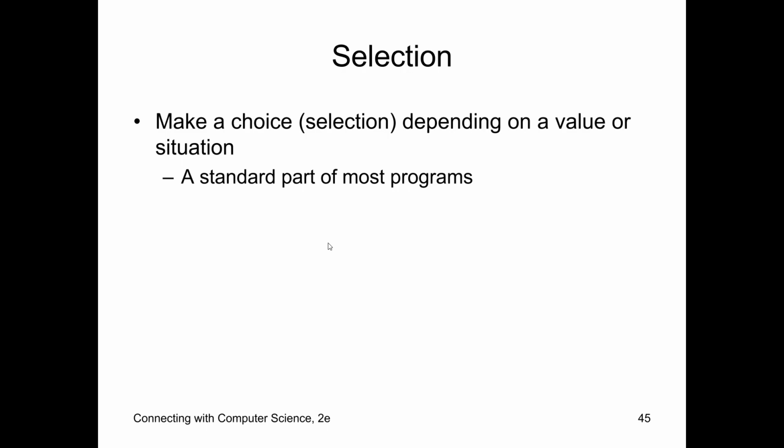Now, a selection, standard part. If this, then this. That's a selection, depending on what the values are. And this is something that's more like the choose your own adventure we were talking about. This is what makes your program adaptable.